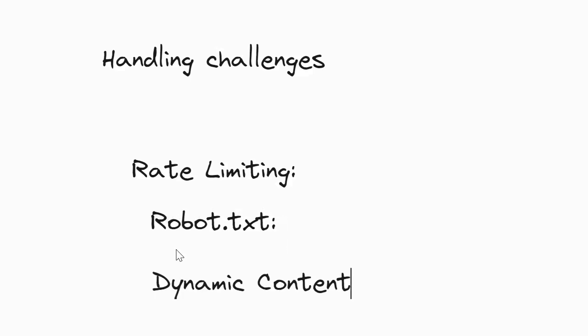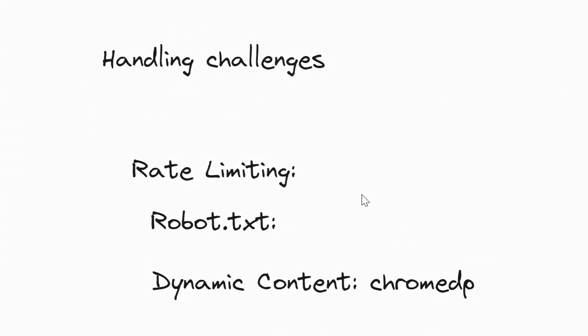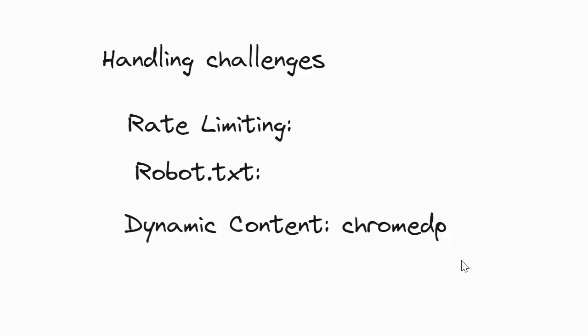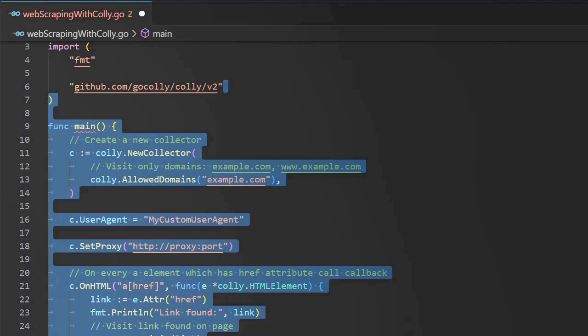Third is dynamic content. Sometimes a website loads the content dynamically by using JavaScript. So in such cases, you should use chromedp, a tool which can control a headless browser. So these are the 3 points I would like to convey. There could be something else other than that, but every time respect the rules the website has set for its users. So this is all about the Colly library in Golang.